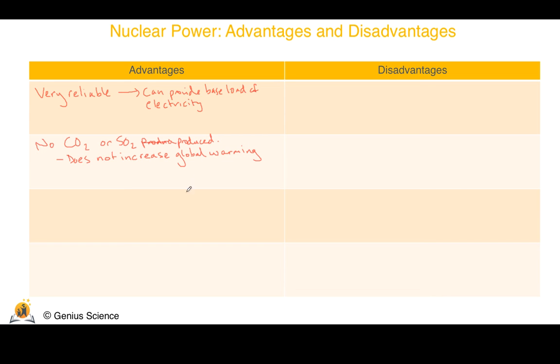Apologies, I completely forgot to write this third advantage down, so listen very carefully. With nuclear power, there is a huge power output. It is in fact 10,000 times more energy per kilogram of fuel than coal or oil.